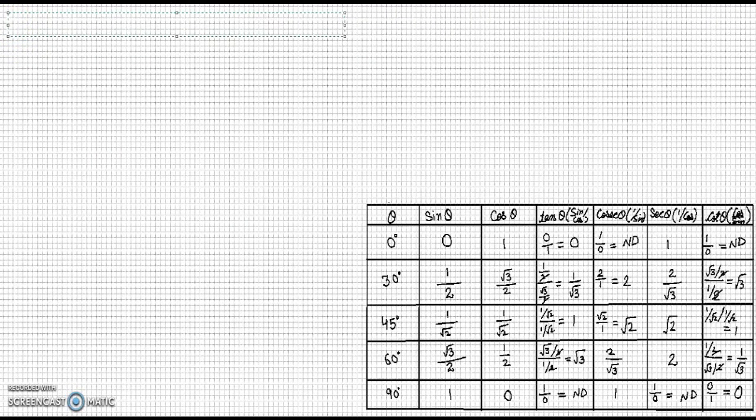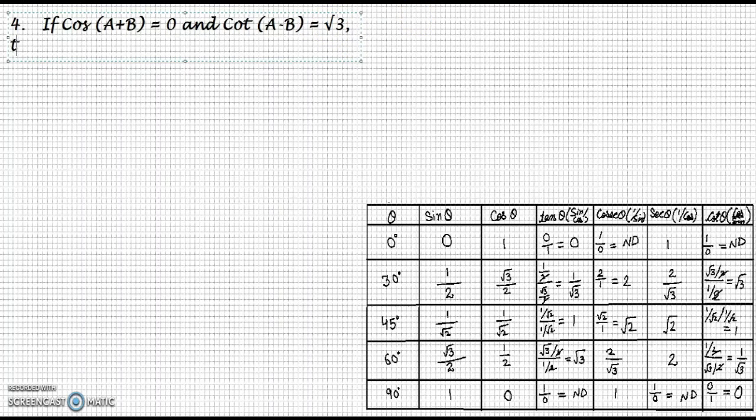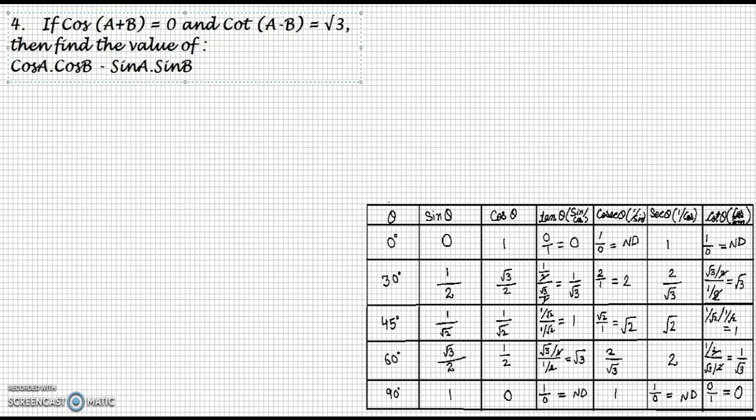Let's take another example which is a little different, in which we don't have to use the values directly. We are not given values of theta actually, but we have to compare these values with the table that we have. So the question is like, if cos A plus B is 0 degrees and cot A minus B is 30 degrees, then find the value of cos A into cos B minus sin A into sin B.